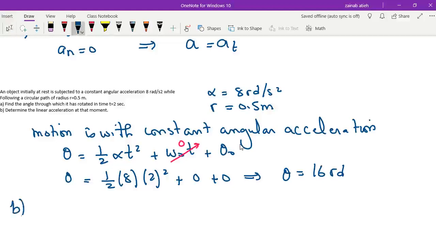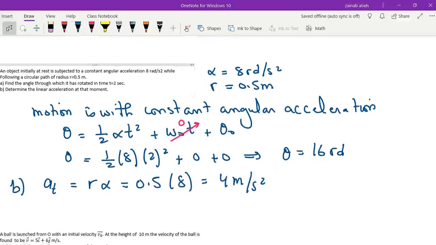The linear acceleration it is a. هذه الاكسلريشن. So ال a it's equal to r alpha, it's equal to 0.5 times alpha, it's 8. It will give me 4 meters per second squared.